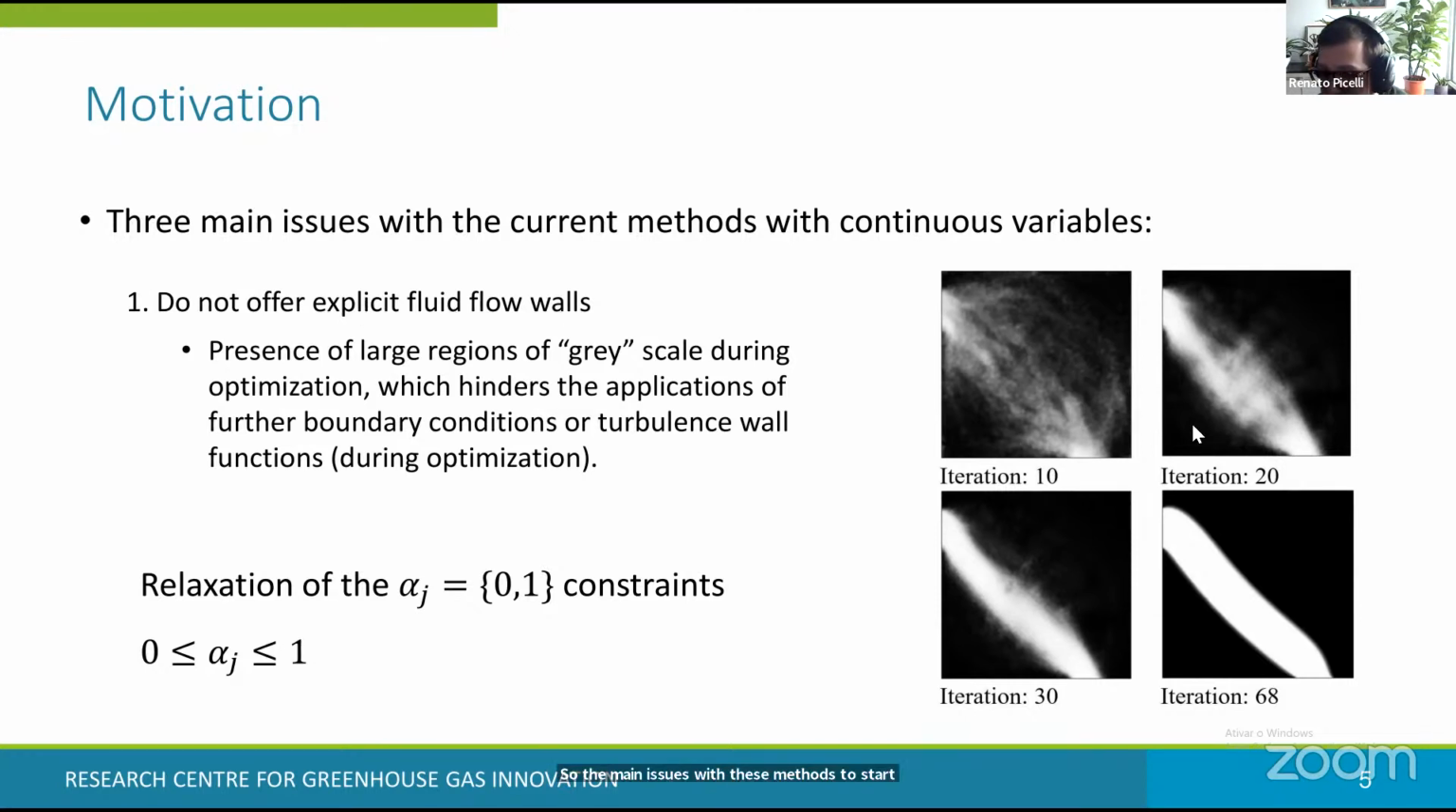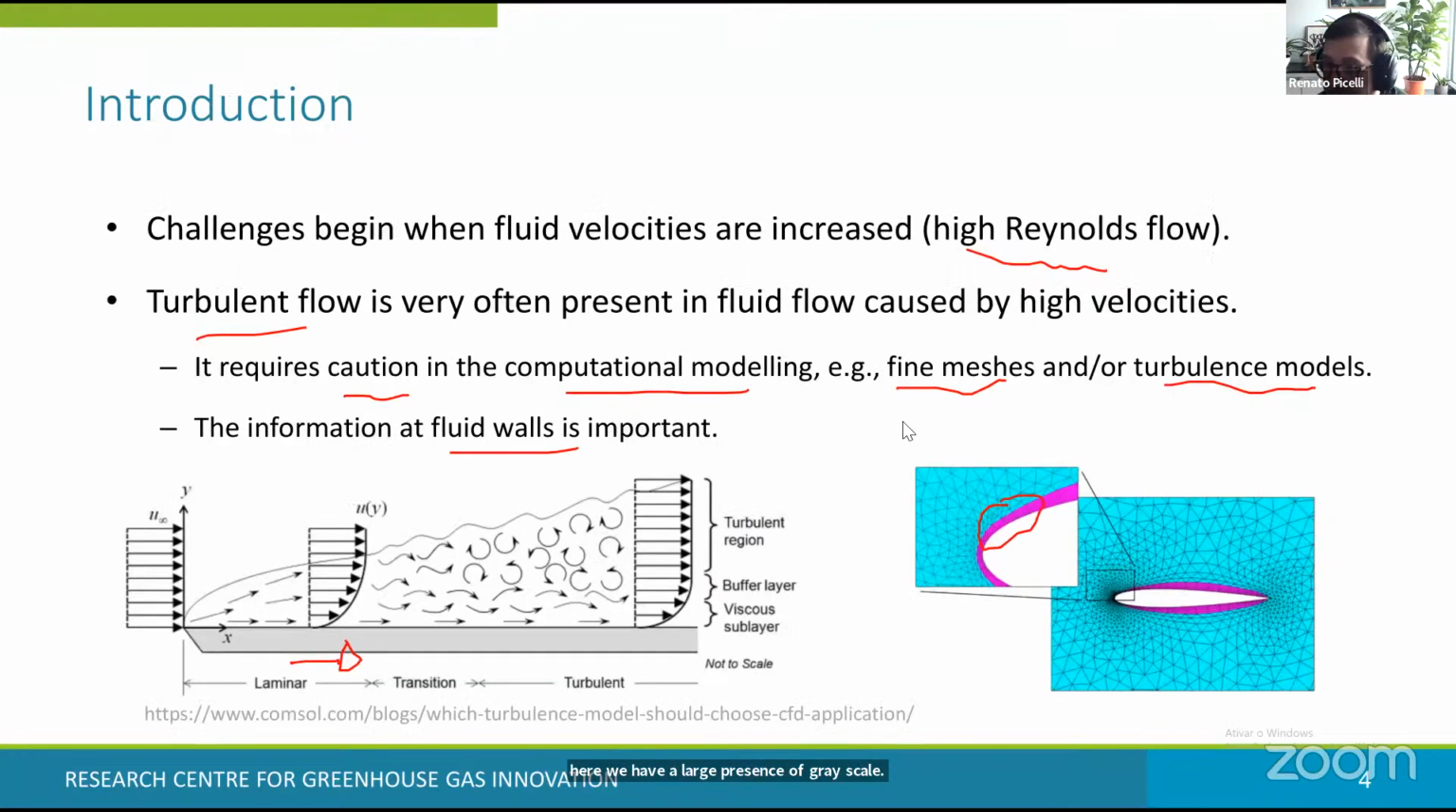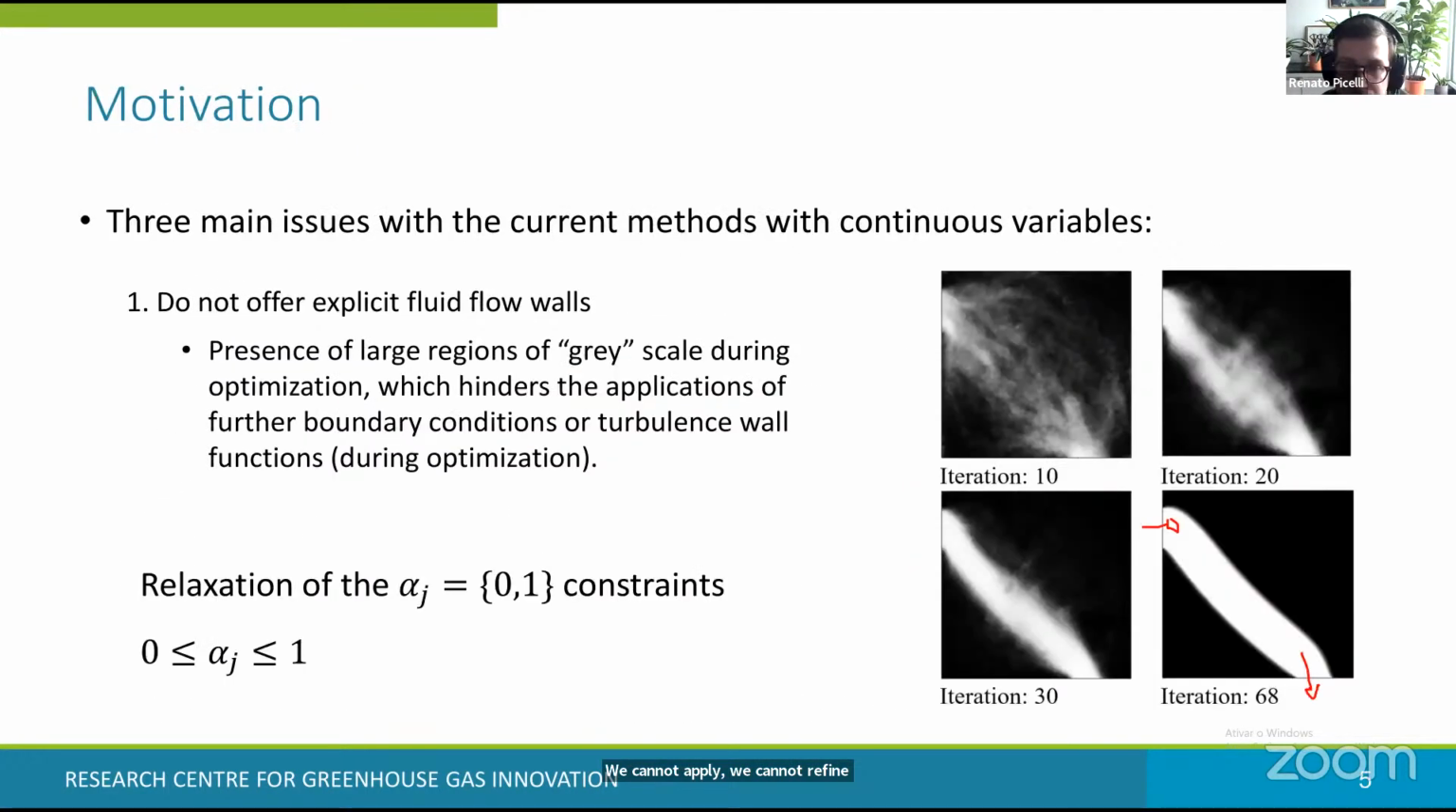This is a result for a laminar flow optimization, the same pipe bend example here. I did this in COMSOL myself. Of course, if you're more experienced than me in density-based methods, you would maybe get a better convergence, but I got the final solution that usually is obtained. And because we do not have the fluid flow walls here, we have a large presence of grayscale. We cannot refine meshes or employ turbulence models at the wall. So we need the information at the wall, and we do not have it here.